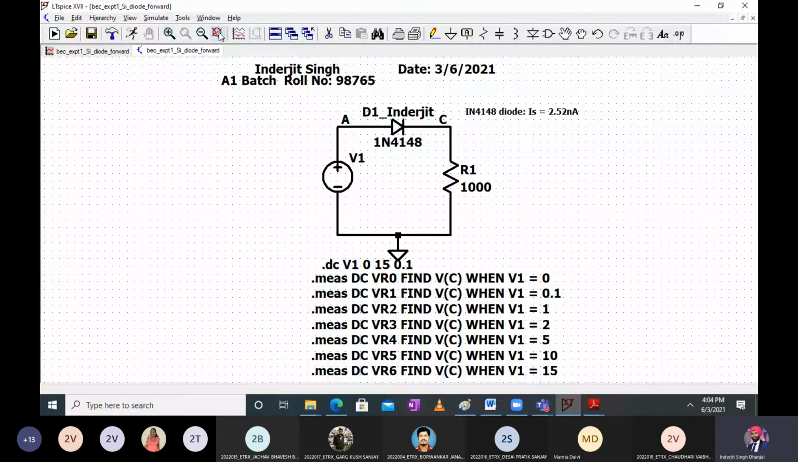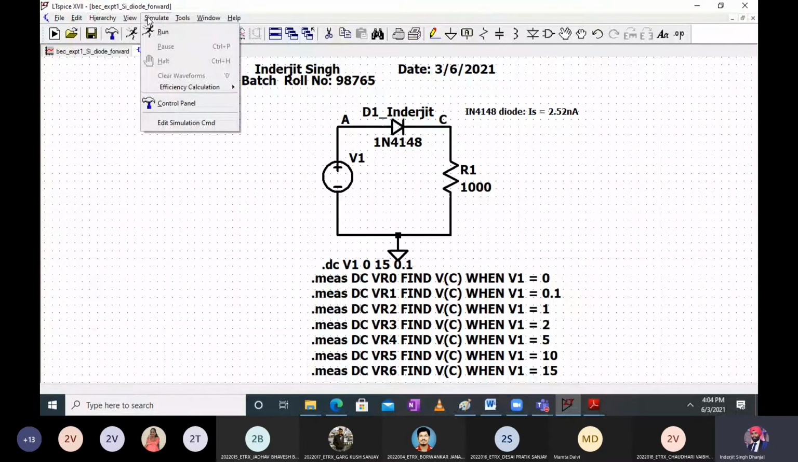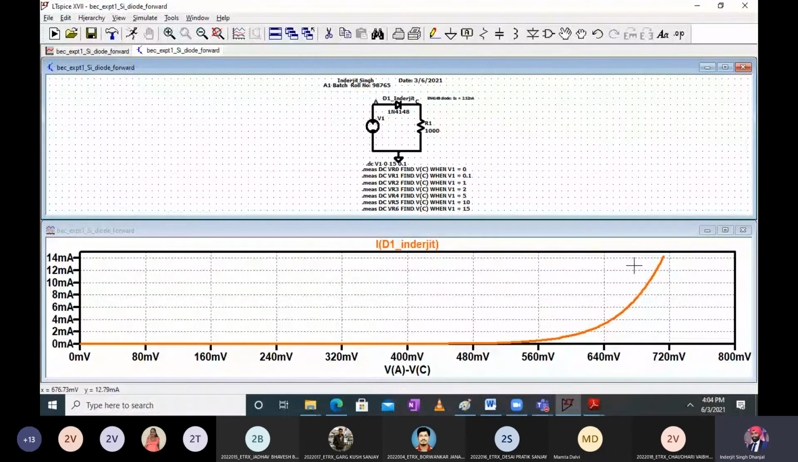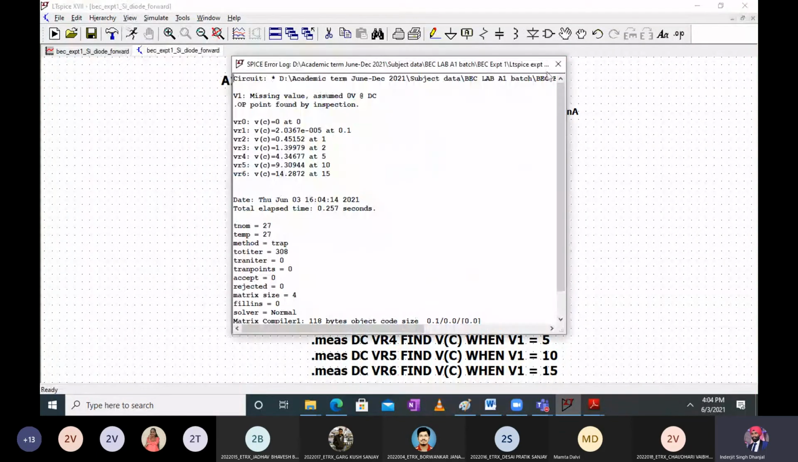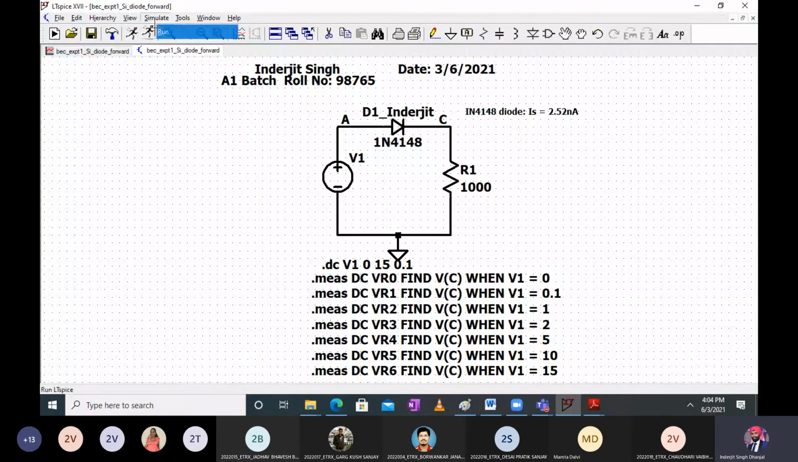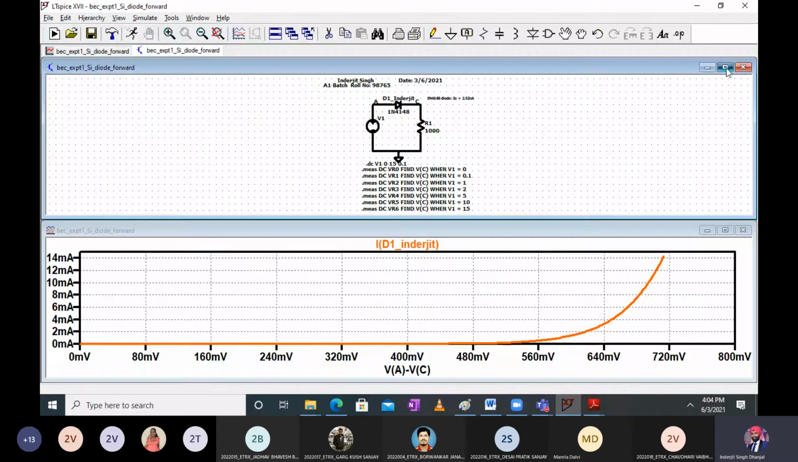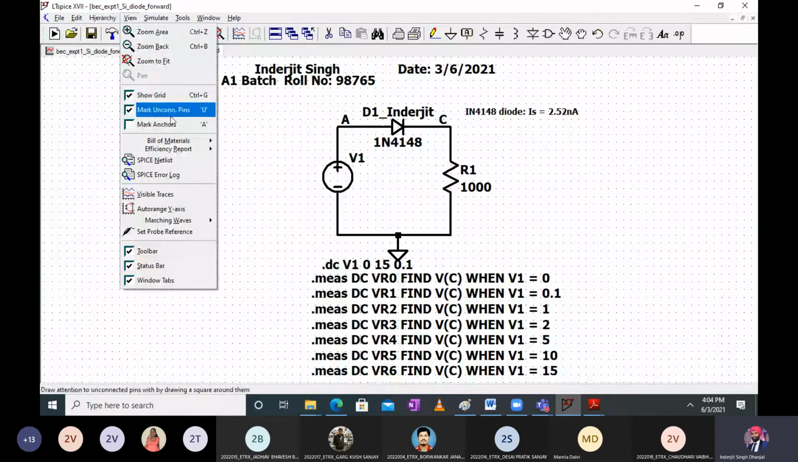You will say, sir, we are getting the same plot, nothing is changing. No, wait. Maximize the screen again. You have to simulate it after writing this. Press the simulation button again, come back to the main screen, go to View and click on SPICE Error Log. I repeat again: simulate, go to the main screen, maximize it, go to View and click on SPICE Error Log. Here it is. Do you see these values?